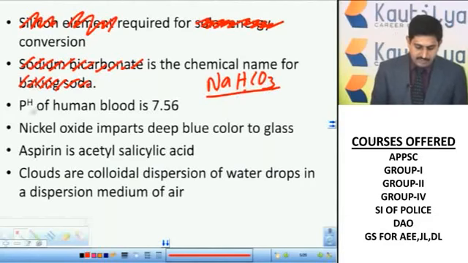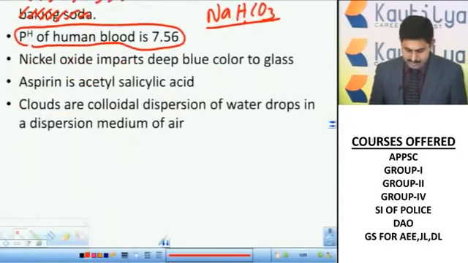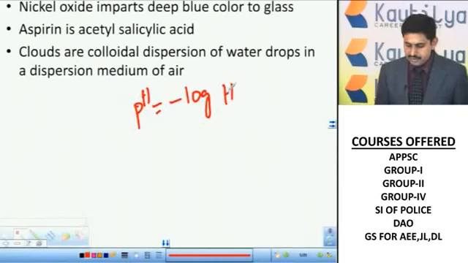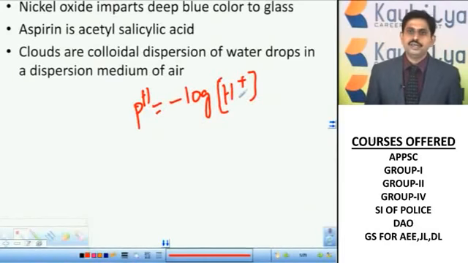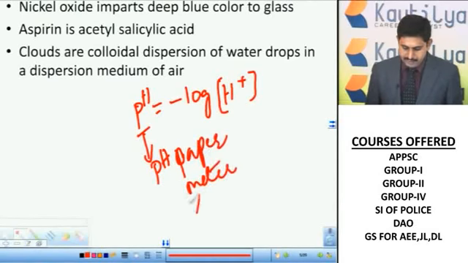Okay, the pH of the blood is 7.56. What is the pH? pH is the negative logarithm of H plus ion concentration. Whether the given solution is acidic or basic, we can determine by using pH. pH can be measured by using pH papers. We have pH papers, we have a pH meter, we have a pH scale.